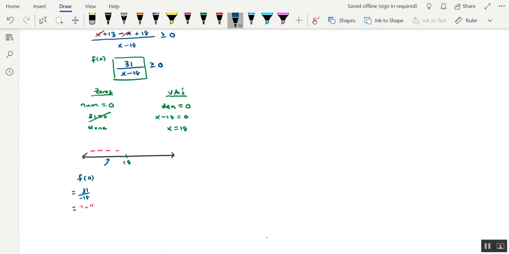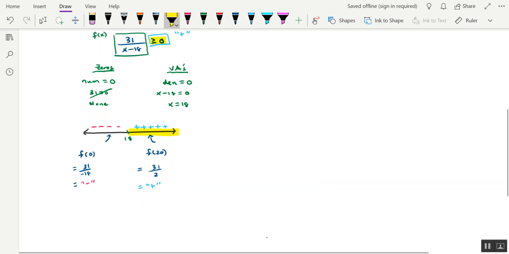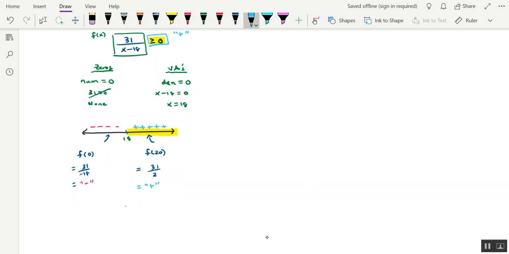Let's pick a number larger than 18, maybe 20. If we plug 20 into the rational function, we get 31 over 2, which of course is a positive fraction. So any value of x that's larger than 18 will make the rational function f of x positive. Now which of these two sections of the number line do we want? Let's go back up to this pairing of the inequality symbol and 0. If we want something to be greater than or equal to 0, we basically want something to be positive. So we want the positive section of this number line, which goes from 18 all the way to positive infinity. So the interval notation would be 18 comma infinity, by default, parenthesis on the infinity.